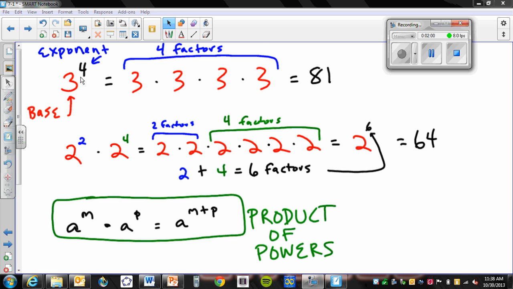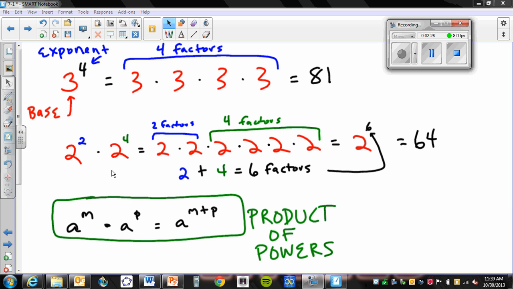So now we have exponents we need to talk about. When you see an exponent, this basically tells you how many of whatever the base is you're going to multiply against each other. So in this case, we have a base of 3 and an exponent of 4, so 3 to the 4th. So we have 1, 2, 3, 4 factors of 3. Multiply them together, you get 81.